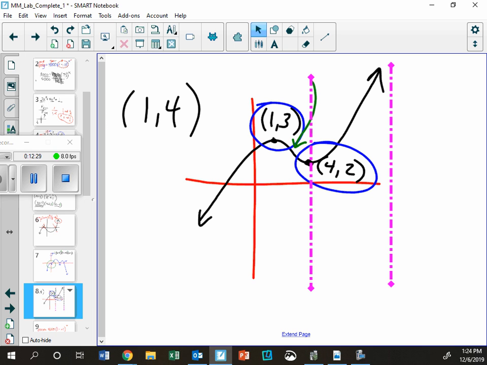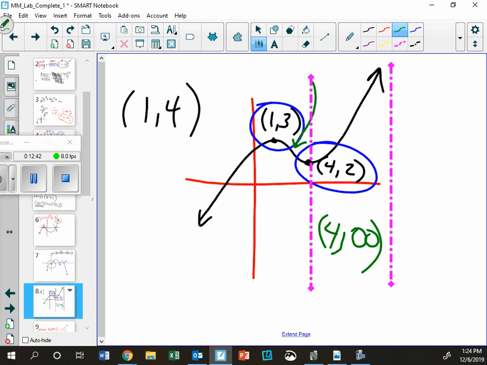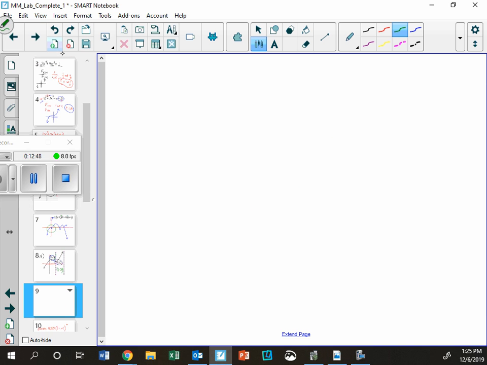I'll pause for a minute while I give that one a try. Okay, I hope you said that it's increasing from 4 to, well, when does it stop increasing? Never. 4 to infinity. Raise your hand if you had said 4 to infinity. Okay, awesome. Now this next one is more challenging.